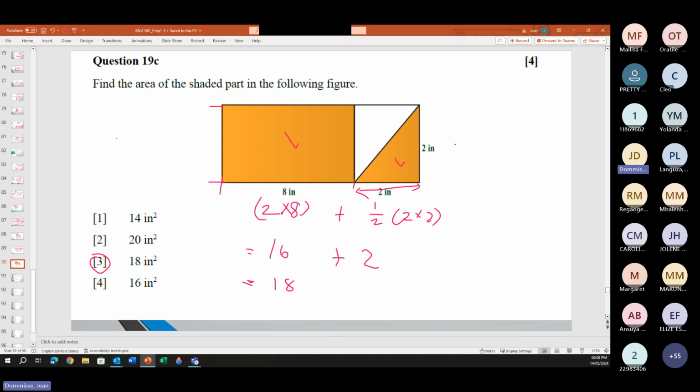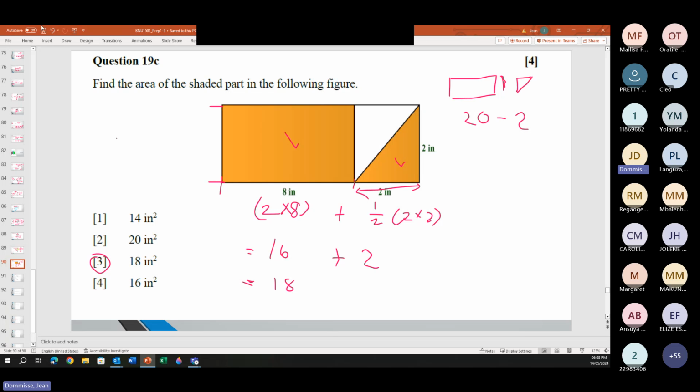Okay, so you could have done it the other way around and asked, what's the total square? The total square would have been 2 plus 8 is 10, and 10 times 2 is 20. And then if we subtract that area, it will be the same as this one. So 20 minus 2. So basically subtract that piece. Sorry, let's take that out.